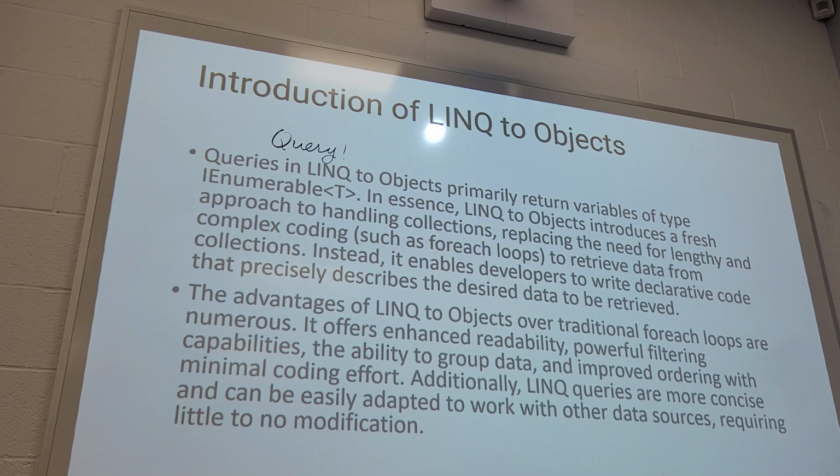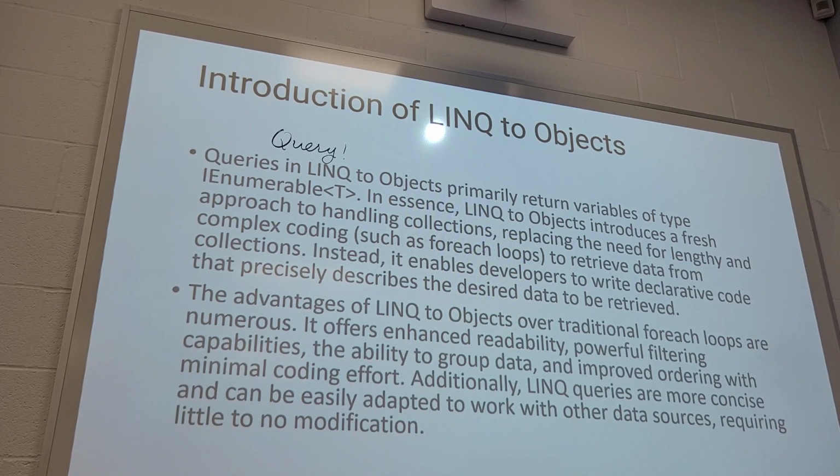Now, here comes the one that we have used, but we'll just see one more example related to that: LINQ to Objects. We see that there are multiple LINQ queries with multiple elements. One of them is with objects, and we'll see the example as we have seen one IEnumerable example. Queries in LINQ to Objects primarily return variables of type IEnumerable. Did we see the first example, IEnumerable of integers? It returns primarily the IEnumerable of any type which we are using. In essence, LINQ to Objects introduces a fresh approach to handling collections, replacing the need for lengthy and complex coding such as foreach loops to retrieve data from collections.